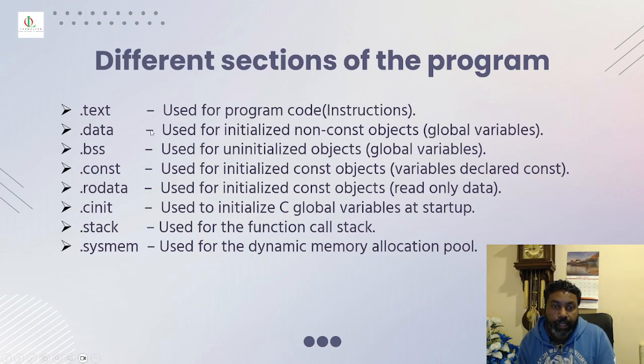And .data will have all the initialized, non-constant global variables. And .bss will have all the global variables of the uninitialized objects. And you got .const, .rodata, that's read-only data for initialized constant objects, and .cinit, it's used for C global variables at startup, and .stack, as you learned from previous sessions about stack memory, so .stack is used for the function calls, and .sysmem for the dynamic memory allocation pool. So these are some of the sections that you will see when you do the analysis.